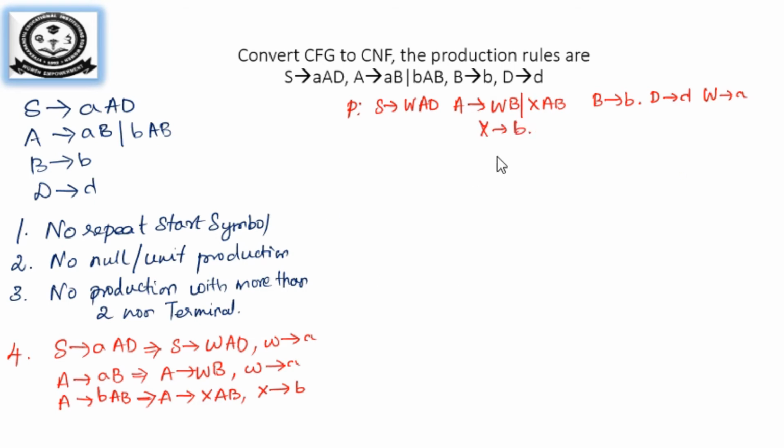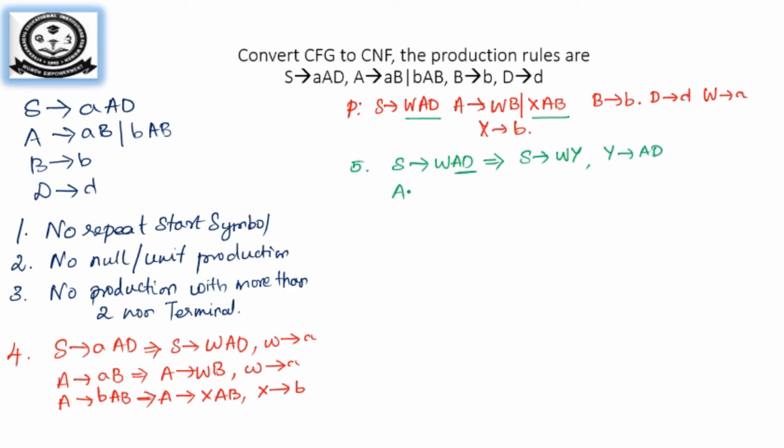Now you can see in your production rule, it is still not in the Chomsky normal form. Why? The right hand side of the productions have more than two non-terminal symbols. So you have to replace it. So we will replace this term. S tends to WAD, which can be converted into, so instead of AD, I will give some other term. So let me give S tends to WY and Y tends to AD. So I have removed it, now you can see only two non-terminals are there.